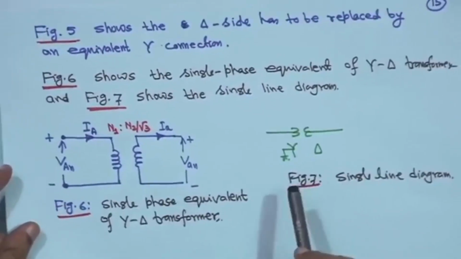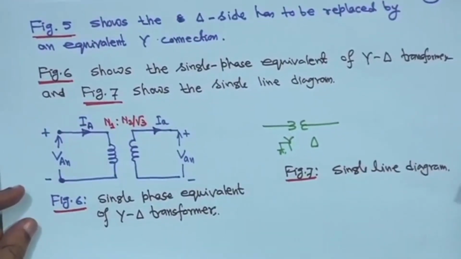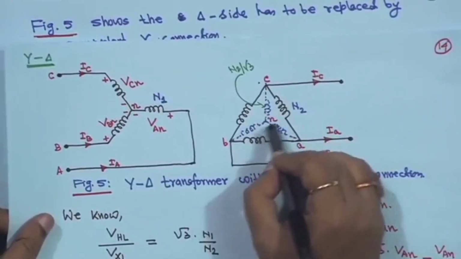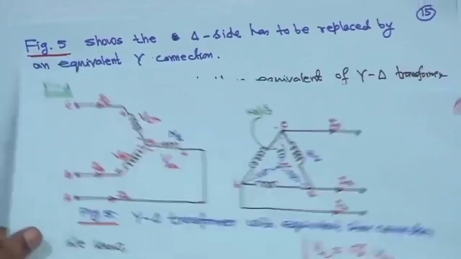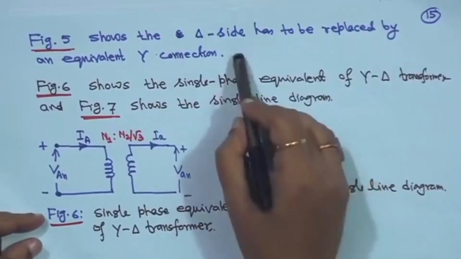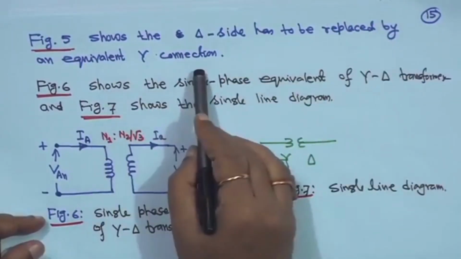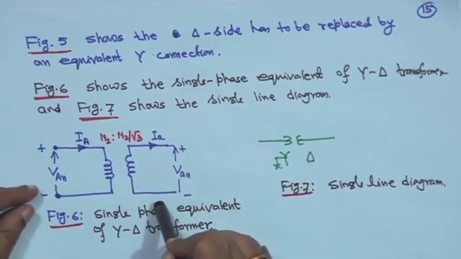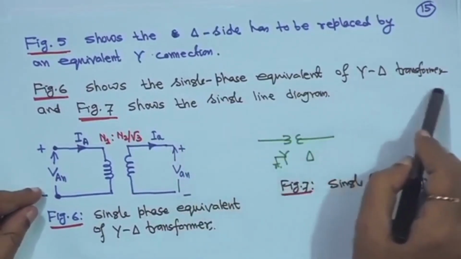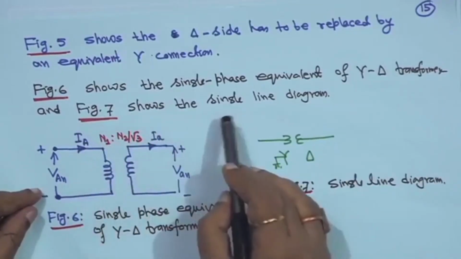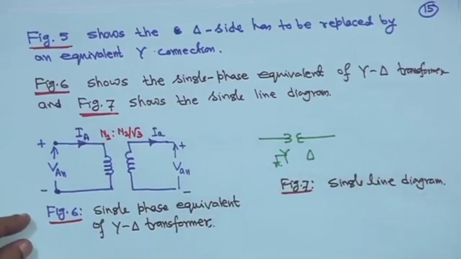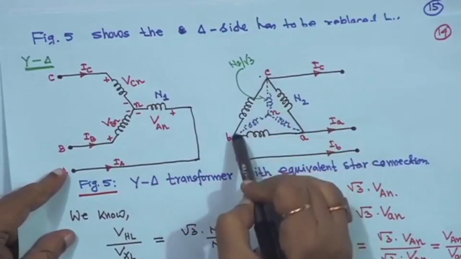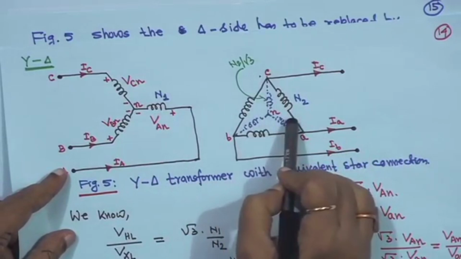Figure 5, now this is that delta side, if you replace it by star it is like this. That is why here I have written that figure 5 shows the delta side has to be replaced by an equivalent star connection, right. Now, figure 6 shows the single phase equivalent of the star delta transformer, and figure 7 shows the single line diagram. Now, as this side is star, this is also we are taking equivalent star for the single line diagram, but not delta, right.